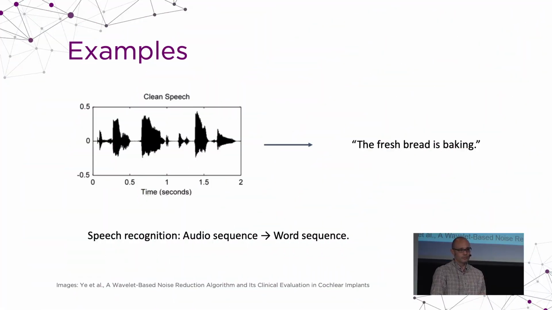Before introducing this architecture, let's see some examples of problems where we can shape the data as a sequence in the real world. Here you see speech recognition, also called ASR, automatic speech recognition. The input is some audio, so a sequence over time, and the output is text, which is a sequence because there are words.